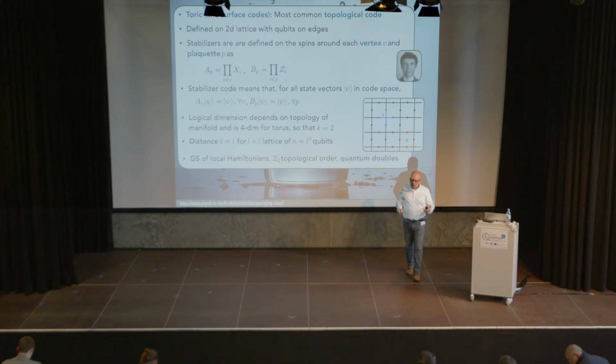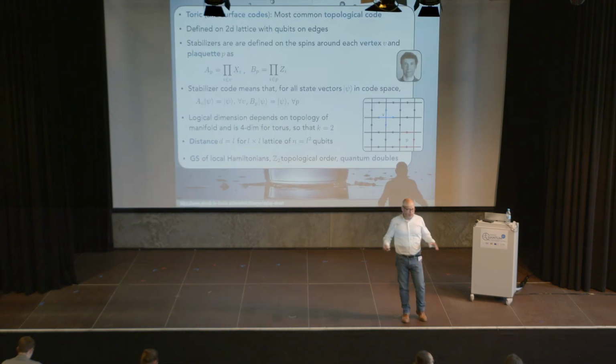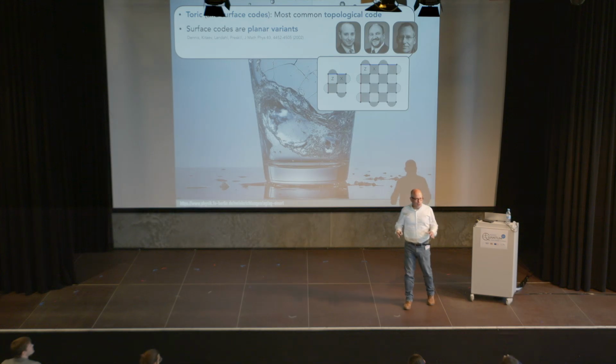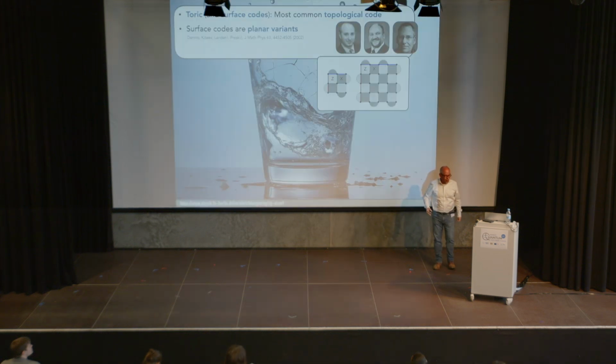Now, tori are cute mathematically. They're not so easy in labs. Don't talk to an experimentalist about tori. They get very nervous. The boundary conditions are a bit funny, but the key insight was by these gentlemen here who understood that you can make this planar on a 2D setting by the invention of the so-called surface code.